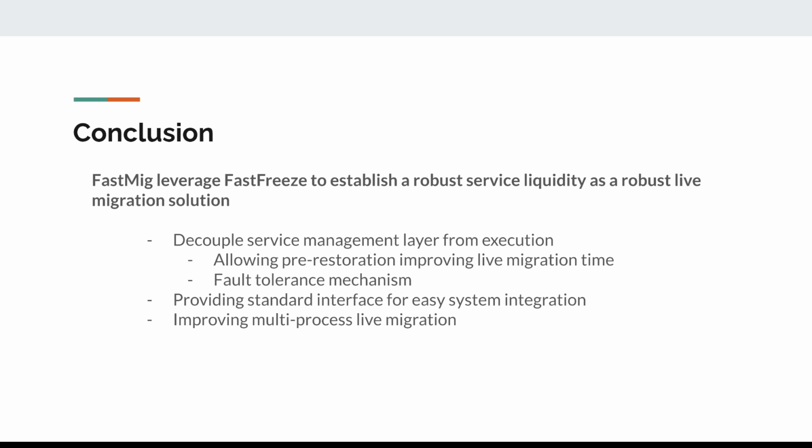So that's all, and this is our conclusion. We can say that FastMig leverages FastFreeze to establish a robust service liquidity as a robust live migration solution. It does that by decoupling the service management layer from execution, allowing pre-restoration, improving live migration time, with a fault tolerance mechanism to make it more robust, providing a standard interface for easy system integration, and improving multi-process live migration by reducing restoration time and reducing overall live migration time.